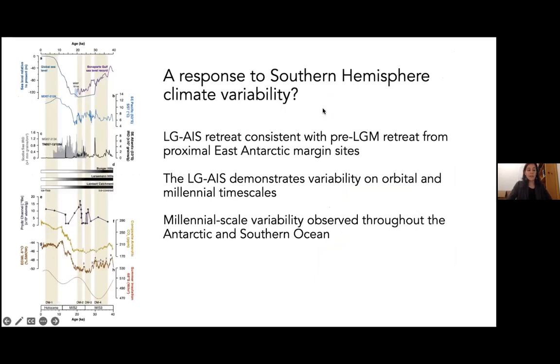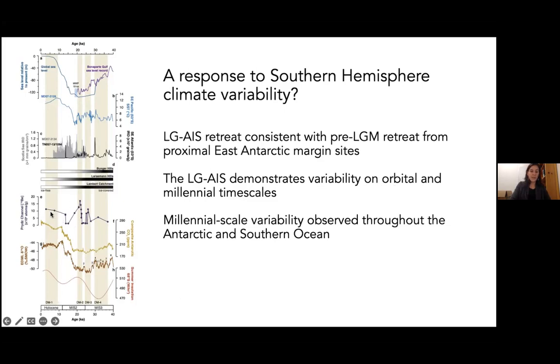And so I alluded to this in the previous slide, but what I think we might be seeing is a response to Southern Hemisphere climate variability. The retreat of the Lambert Glacier is consistent with pre-LGM retreat that has been observed at other proximal East Antarctic margin sites, including the Bunger Hills, the Larsemann Hills, and the Lambert Catchment, which is just inland of the Lambert Glacier-Amery Ice Shelf system.